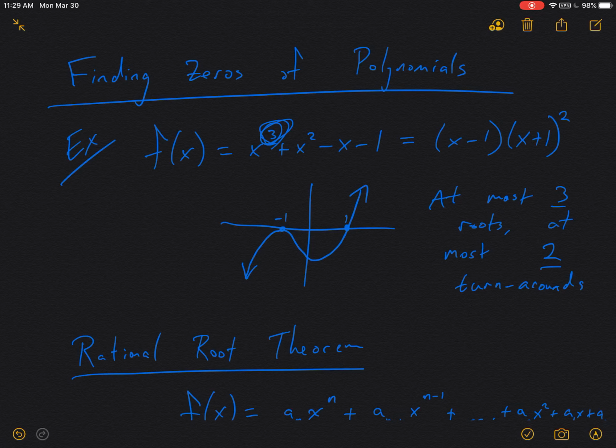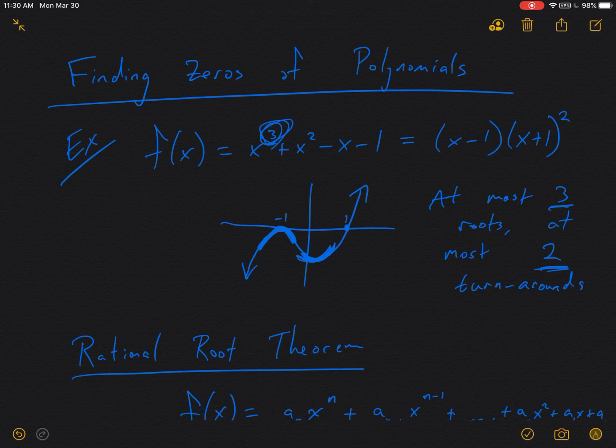Now, the degree tells you the most number of roots that a polynomial can have, and it also tells you, one smaller than the degree is the most number of turnarounds that the graph can have. So in this case, because the degree is 3, there can be at most 3 roots and at most 2 turnarounds. And we saw already that this is the graph of this particular polynomial. And it does indeed have 2 turnarounds. So there's a turnaround here and there's a turnaround here. So this graph does have the maximal number of turnarounds.